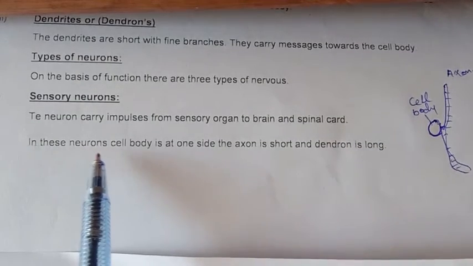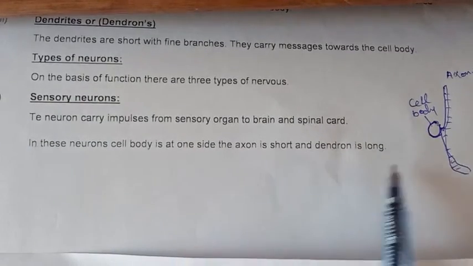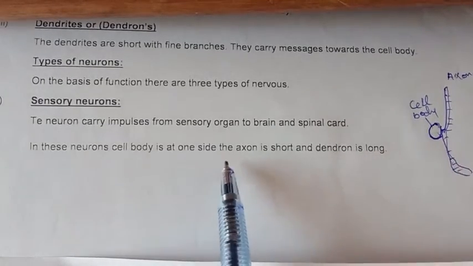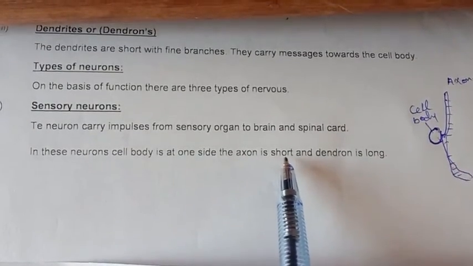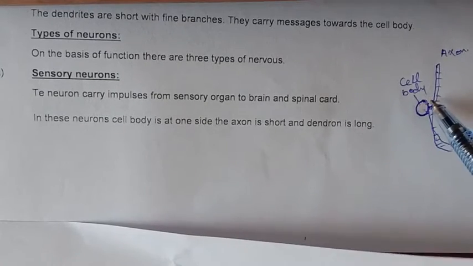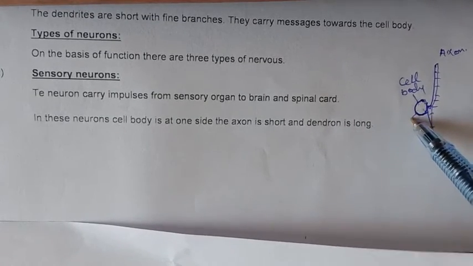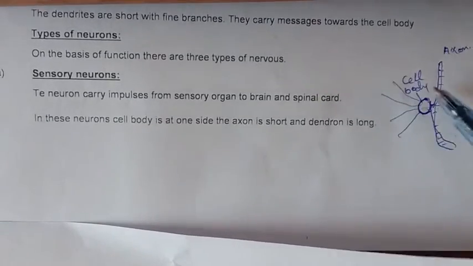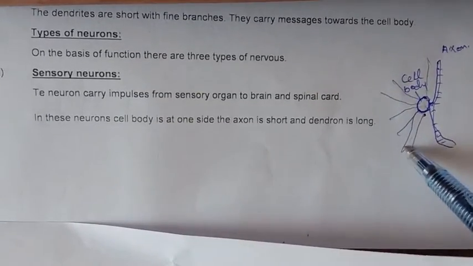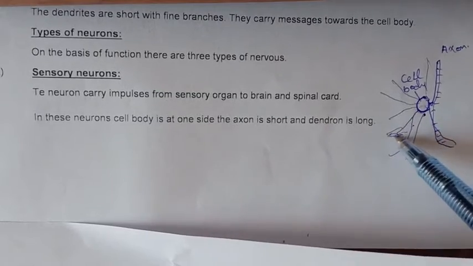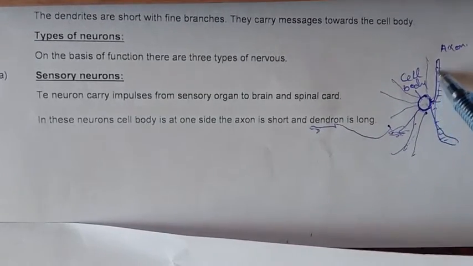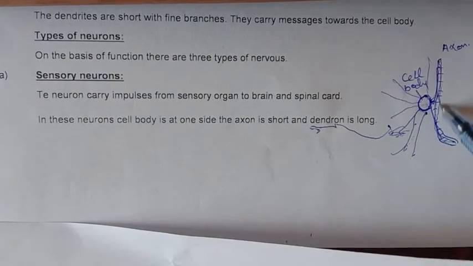In this neuron, the cell body is present at one side. The axon is short, and the dendrites are long. Dendron, or the dendrites, are long. The group of dendrites is called dendron. These are the dendron. And this is the axon. The axon is short.